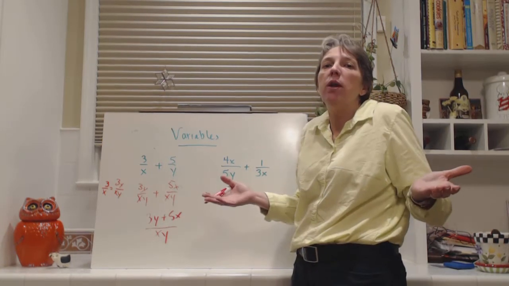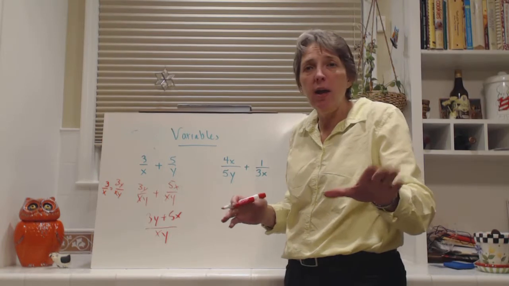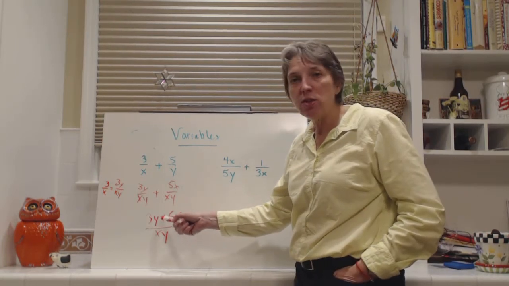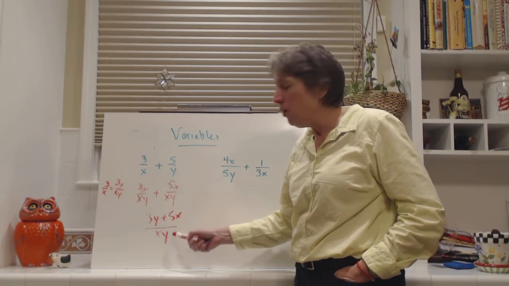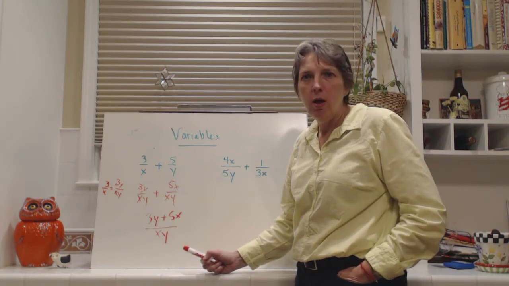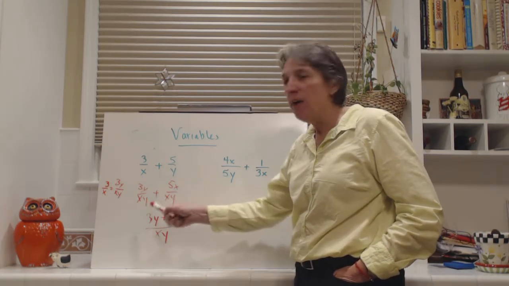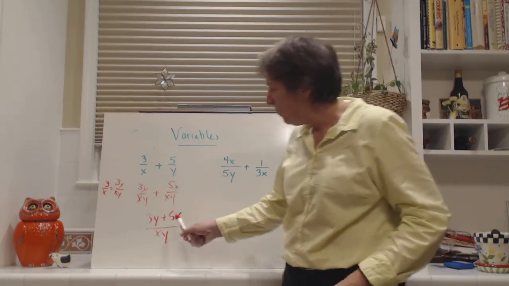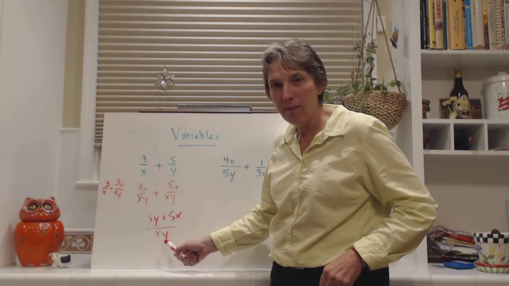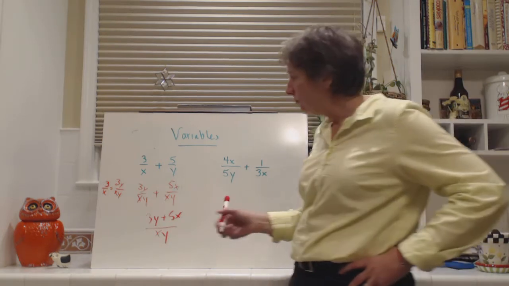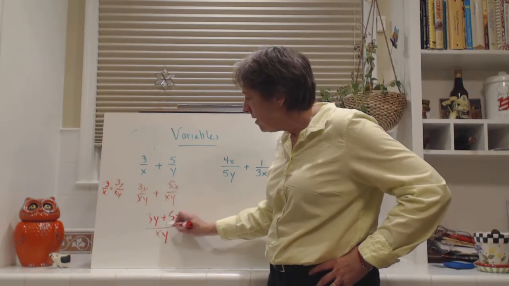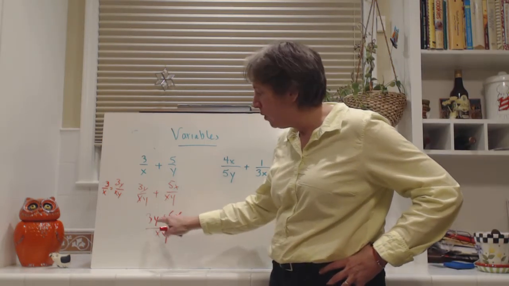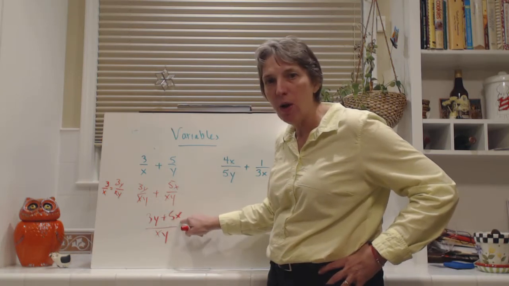The problem is we don't know what all the variables are, but that's okay. So we leave it as 3y plus 5x over x times y, or xy. Or we could rewrite it as 5x plus 3y over xy. We cannot cancel the x and the y here. Very tricky. This xy goes with both of these terms, 3y and 5x.